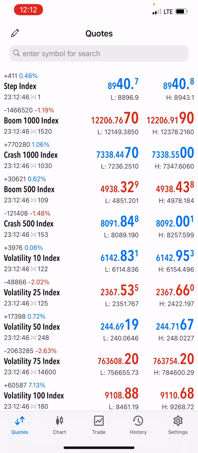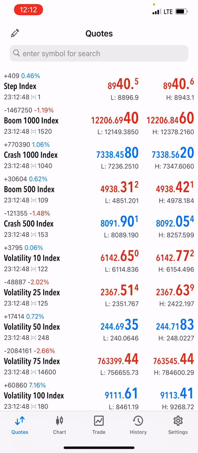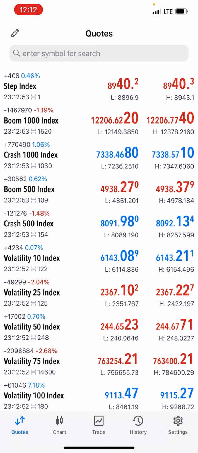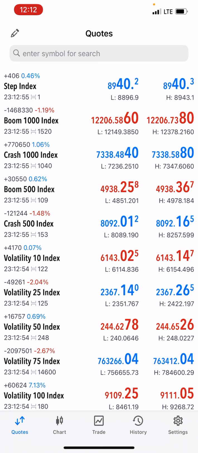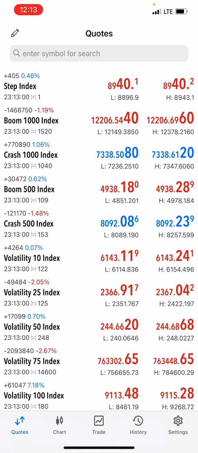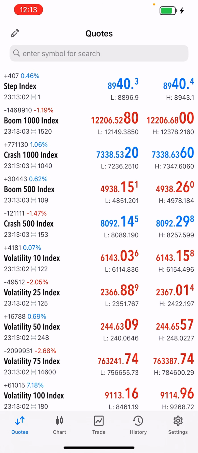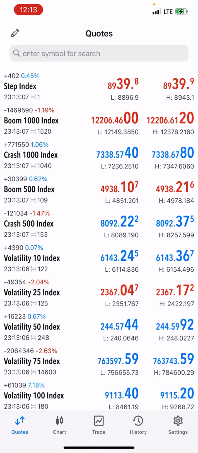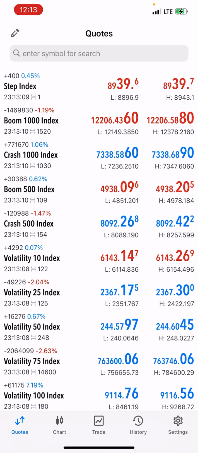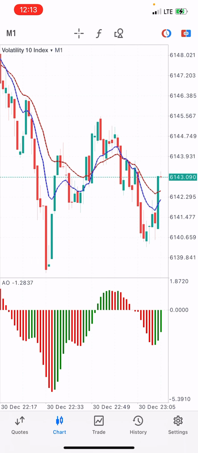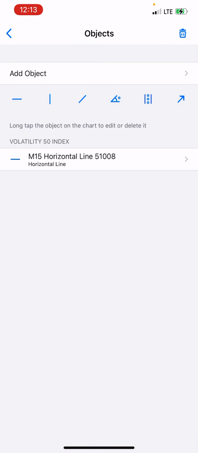Okay, so let's go down to the strategy. This is a volatility strategy that you can use to trade on all volatilities: Volatility 75 index, Volatility 50 index, Volatility 10, 25, and Volatility 75 1s index. So guys, I'm going to show you how you can simply do the setup for this strategy and start making money. So now let me clear my chart.